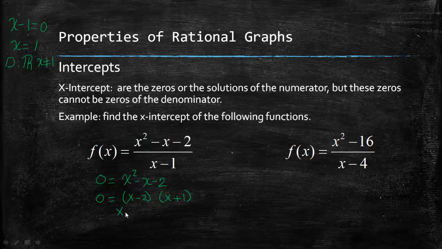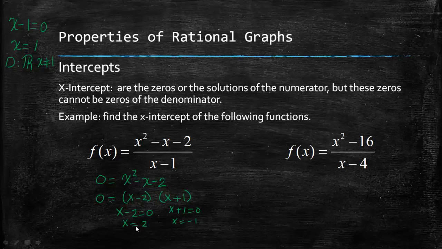So I'm going to solve. x minus 2 equals 0, x equals 2. And x plus 1 equals 0, x equals -1. Now these are my possible x-intercepts. Why do I say possible? Because maybe they're not in the party list.